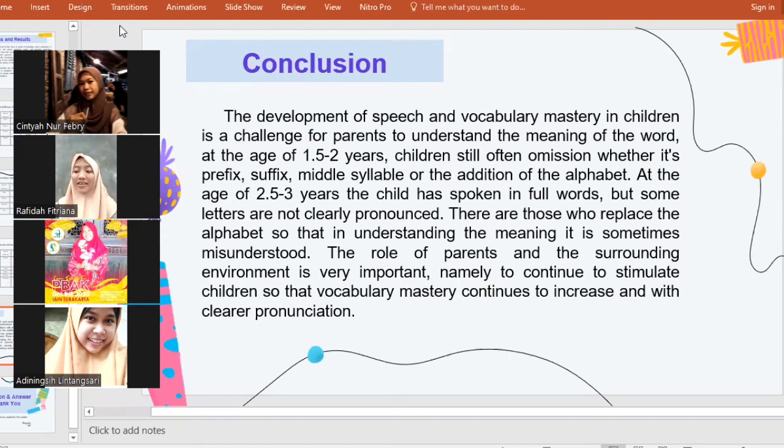The role of parents and the surrounding environment is very important, namely to continue to stimulate children so that vocabulary mastery continues to increase and with clear pronunciation.